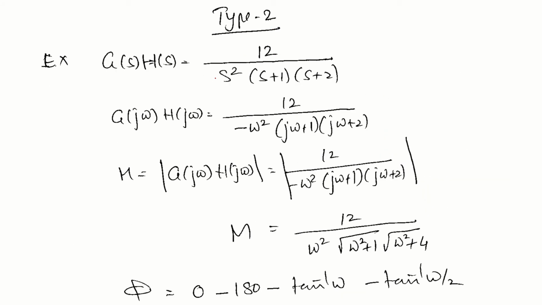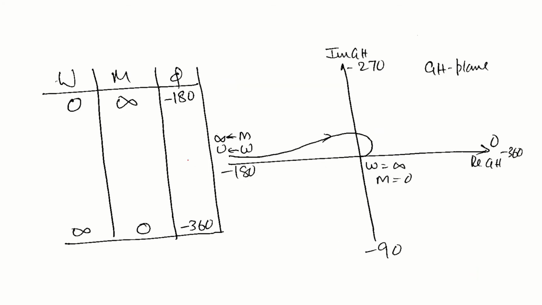So it's a type 2 problem. Here you have s square. Again, s equal to j omega means minus omega squared. Magnitude of minus omega squared is omega squared. All other things you can write. While writing the phase angle, you should write minus 180 degree for this. Tan inverse omega minus tan inverse omega by 2. Then perform the calculations and then generate the data and draw the polar plot.